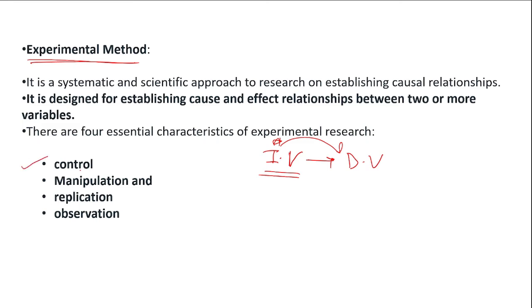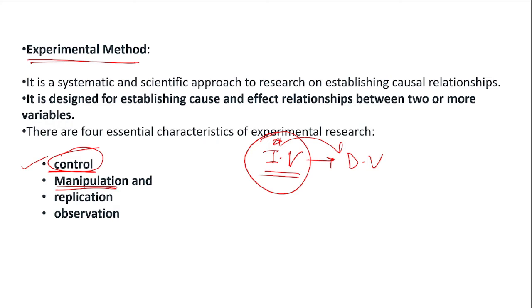The first process is control in experimental research. Control refers to the effort by the researcher to remove the influence of any extraneous or confounding variable on the dependent variable under investigation. That is known as control variable. The researcher can control the independent variable to see the impact on the dependent variable.